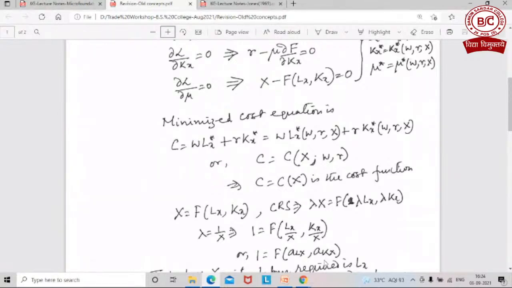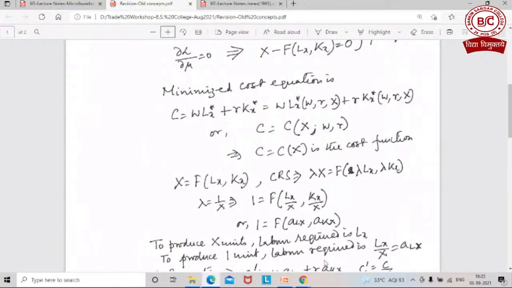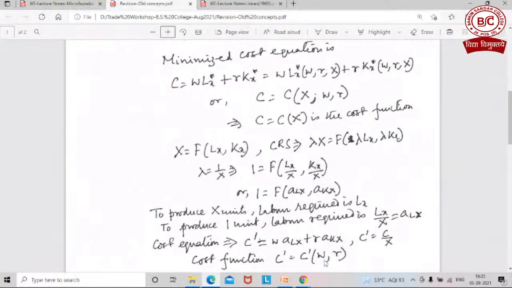If I write that, I can interpret it. On the left-hand side, lambda times x becomes 1, because lambda is now 1 by x. And on the right-hand side, we have f of Lx by x, Kx by x. Now, what about this Lx by x? Just follow this interpretation: to produce x units, how much labor is required? Lx. To produce one unit, labor required is Lx by x. This is known as Alx. So Alx is the amount of labor required to produce one unit of output.